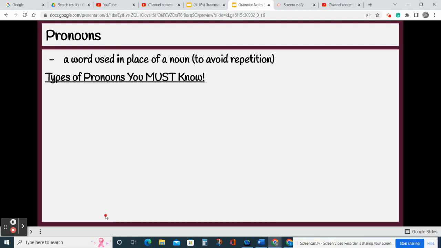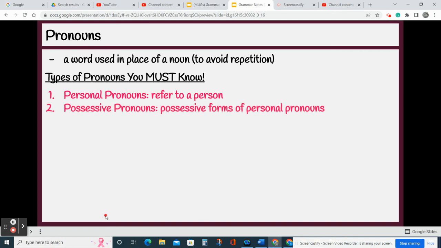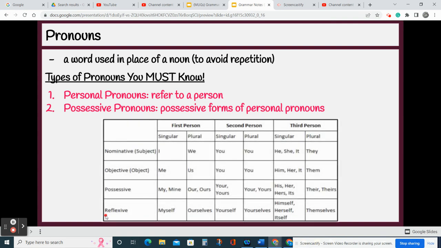we can replace those with a few different types of pronouns. So personal pronouns refer to a person, and possessive pronouns refer to personal pronouns that have been transformed to their possessive form. So they indicate possession. I need you guys to copy out this chart into your mug notes. Trust me, you're going to want this chart with you.